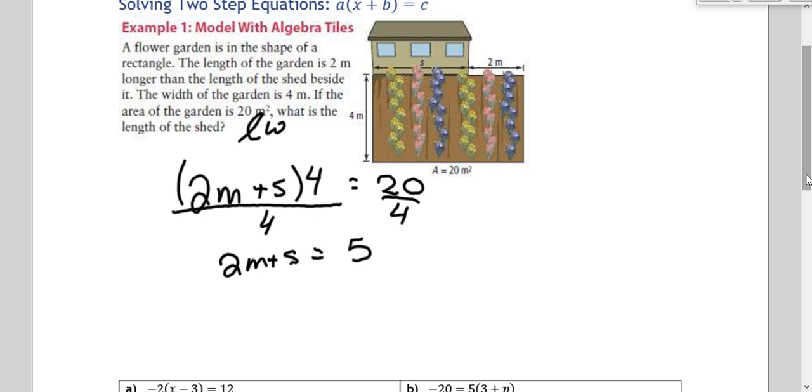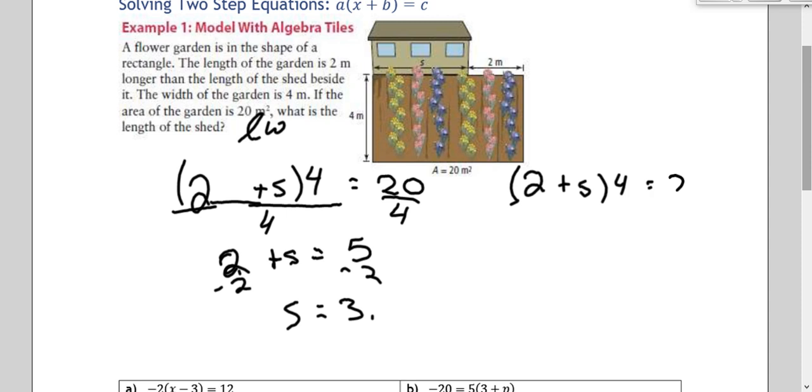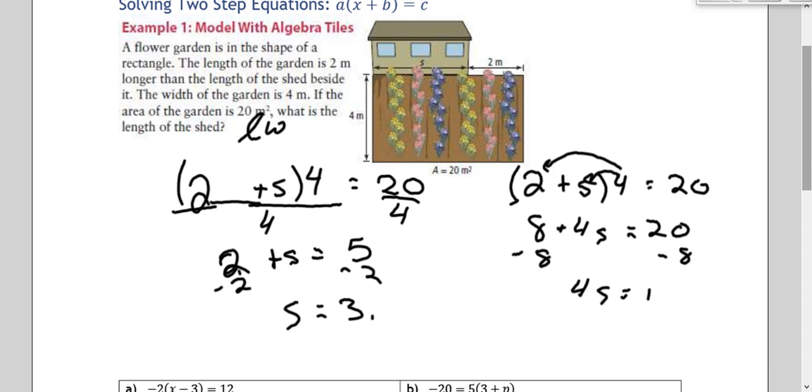Oops, I don't know why there's that m there. Oh, because it's 2 meters. That's why. So then subtract 2, and we get the side is equal to 3. The other way that we can do this is if we are at 2 plus s multiplied by 4 is equal to 20. You distribute the 4 in. So then you get 8 plus 4s is equal to 20. Subtract 8, subtract 8. 4s is equal to 12. Divide by 4. S is equal to 3.